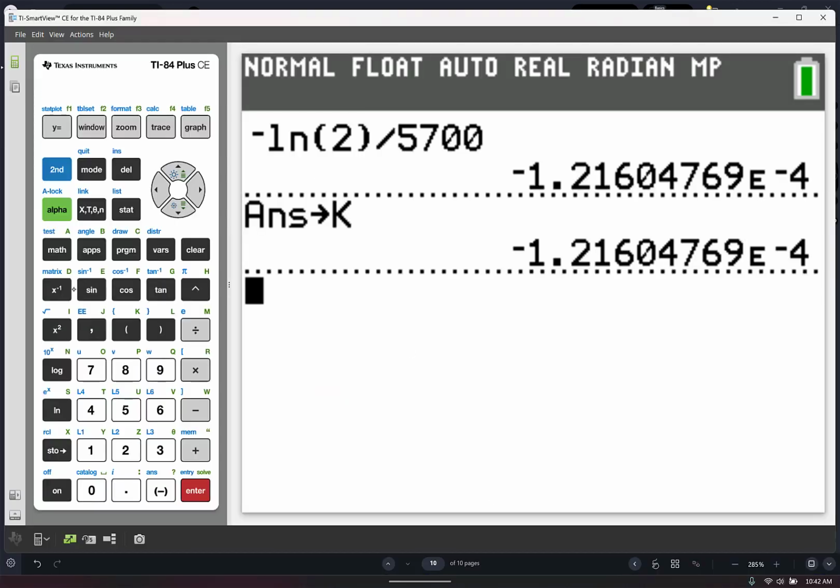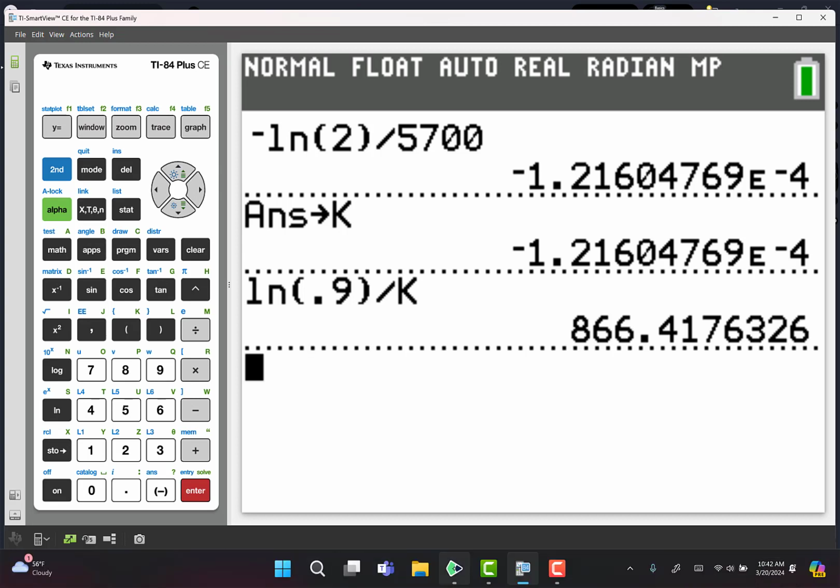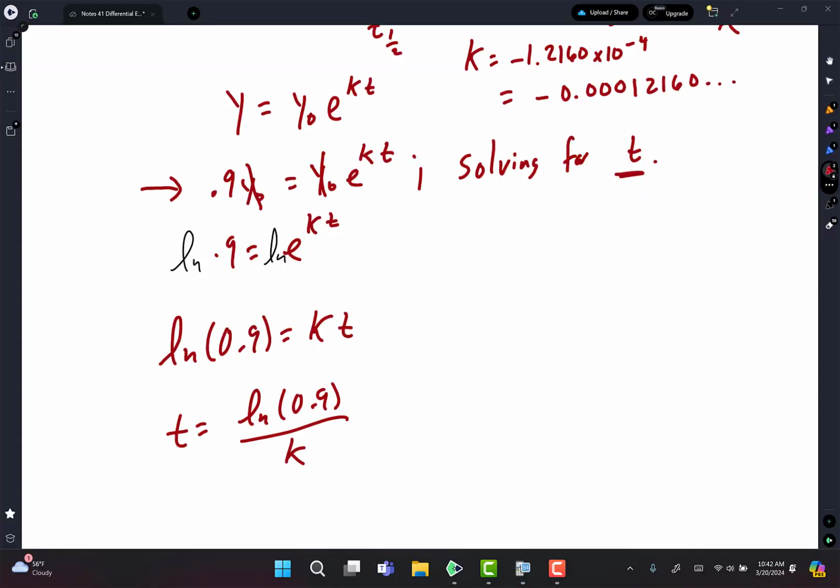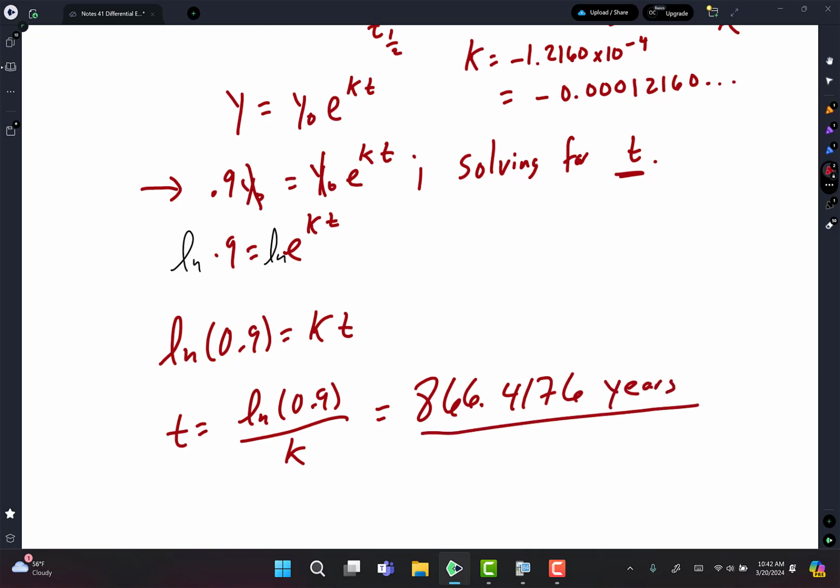It should be several hundred years. So ln 0.9 divided by alpha k. That's how long it takes. 866.4176. And I need units. Years. Look how many years it takes just for 10% to be gone.